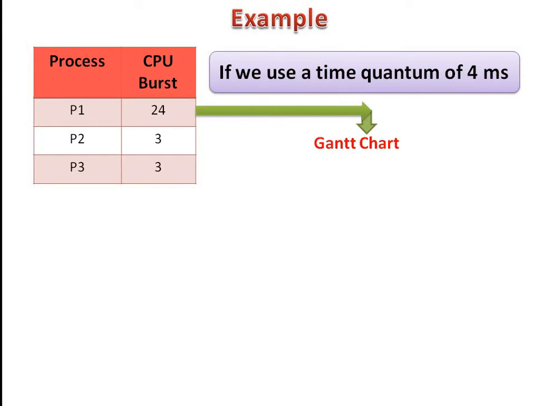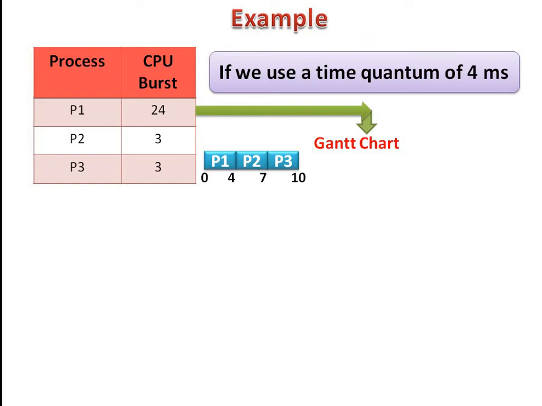First, P1 is executed for 4 milliseconds. So initially its waiting time is 0 and it completes its 4 milliseconds because in this algorithm the quantum time is 4 milliseconds. Next, P2 gets executed and it does not require the total 4 milliseconds because its CPU burst time is 3 milliseconds. So within a quantum time, it will get executed successfully. So 4 plus 3, it's 7. Likewise, P3 also does not require 4 milliseconds because of its CPU burst time. So 7 plus 3, it's 10.